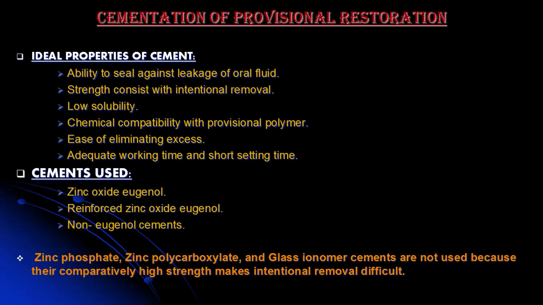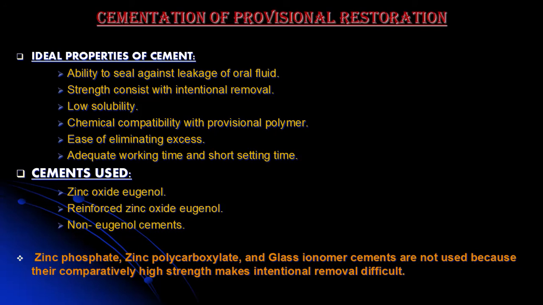The other types of cement, such as zinc phosphate, glass ionomer and polycarboxylate, are not used because they provide high strength that makes intentional removal difficult.